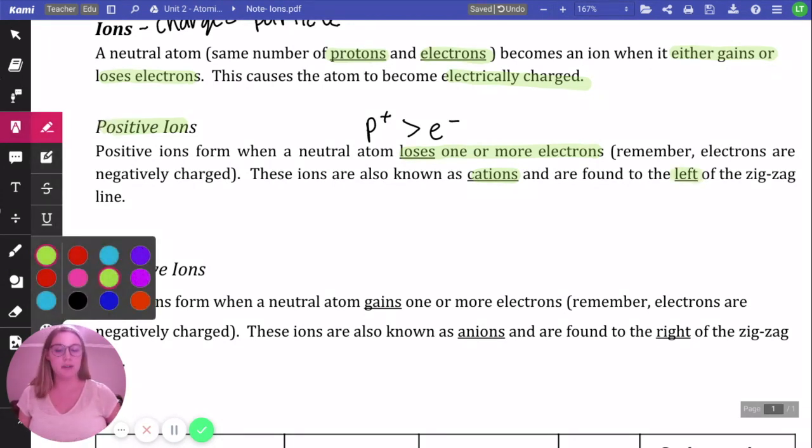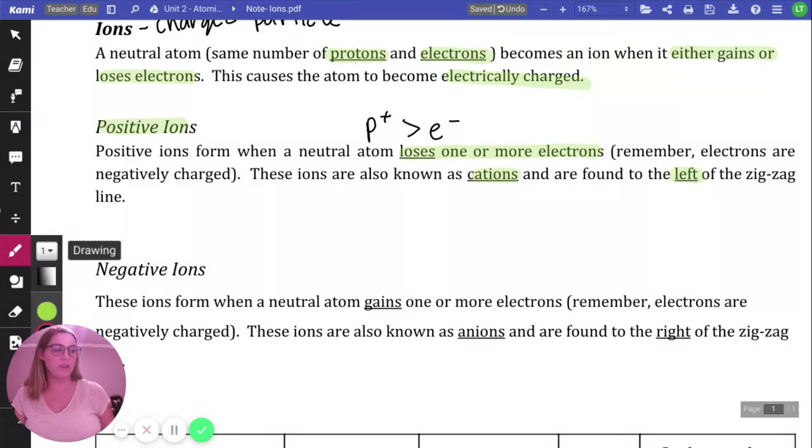On my periodic table, I'm going to hold it up for you really quickly. You see this dark line right here? That separates our metals and our nonmetals. To the left of that zigzag line over here, these are typically going to form our positive ions. These are called cations.